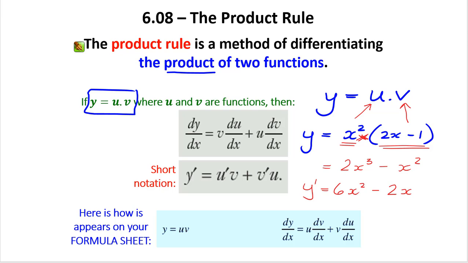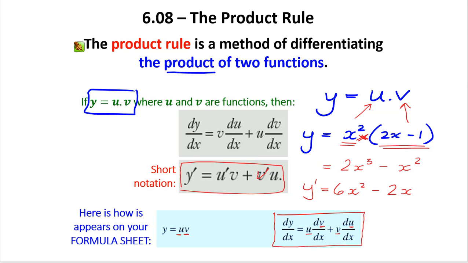Now on your formula sheet, which you get to take into every assessment task, the product rule is written like this. If we have two functions that are multiplied and we call them u and v, the first derivative will be whatever function u is times the first derivative of v, plus whatever v is times the first derivative of u. There's a shortcut way of thinking about that, where instead of writing dv dx, we're just going to write v dash, and instead of writing du dx, we're going to write u dash.